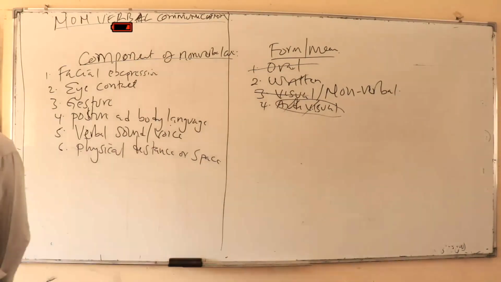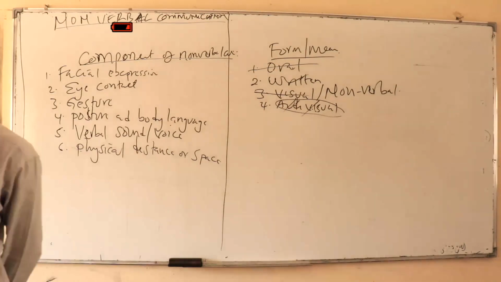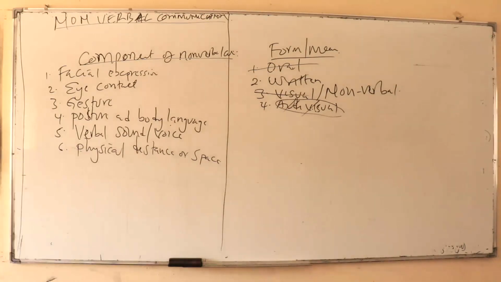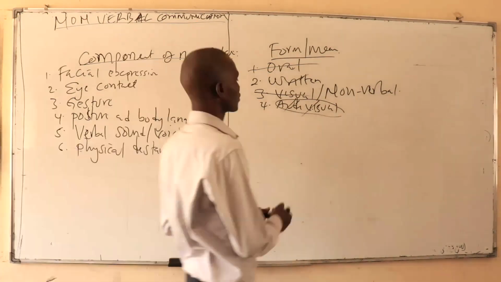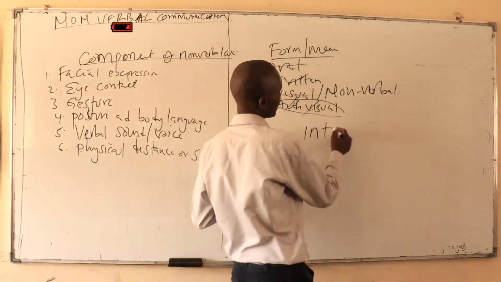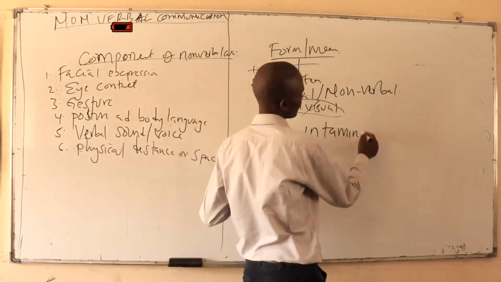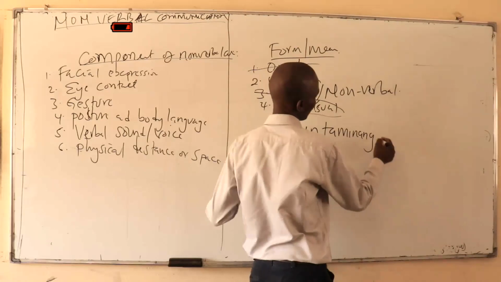You can use space to communicate nonverbal messages, including signals for intimacy and affection.